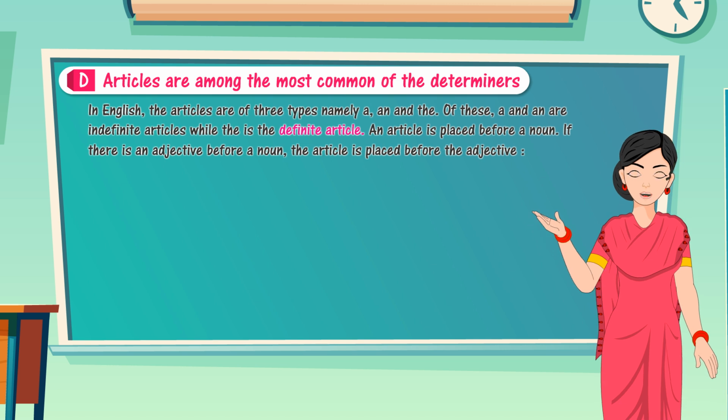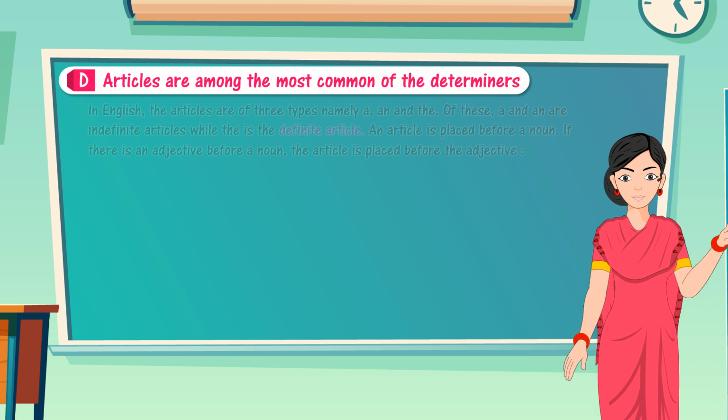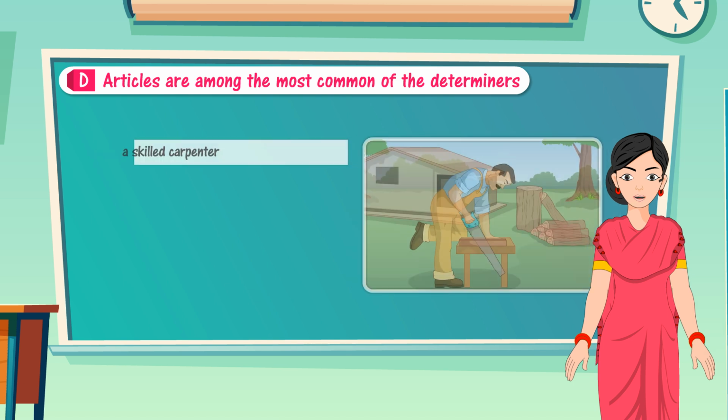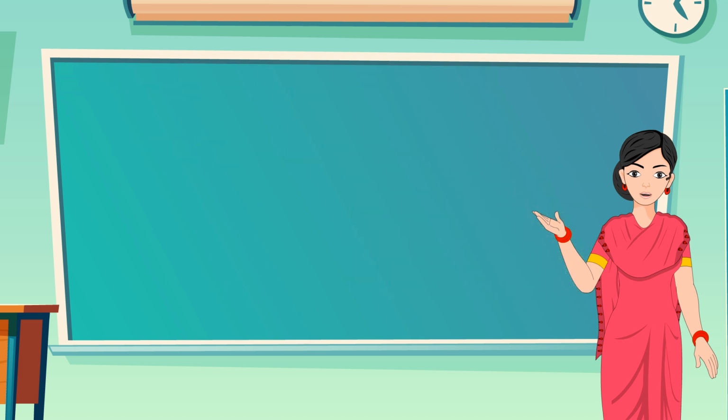If there is an adjective before a noun, the article is placed before the adjective. A carpenter. A skilled carpenter. The wall, the left wall.